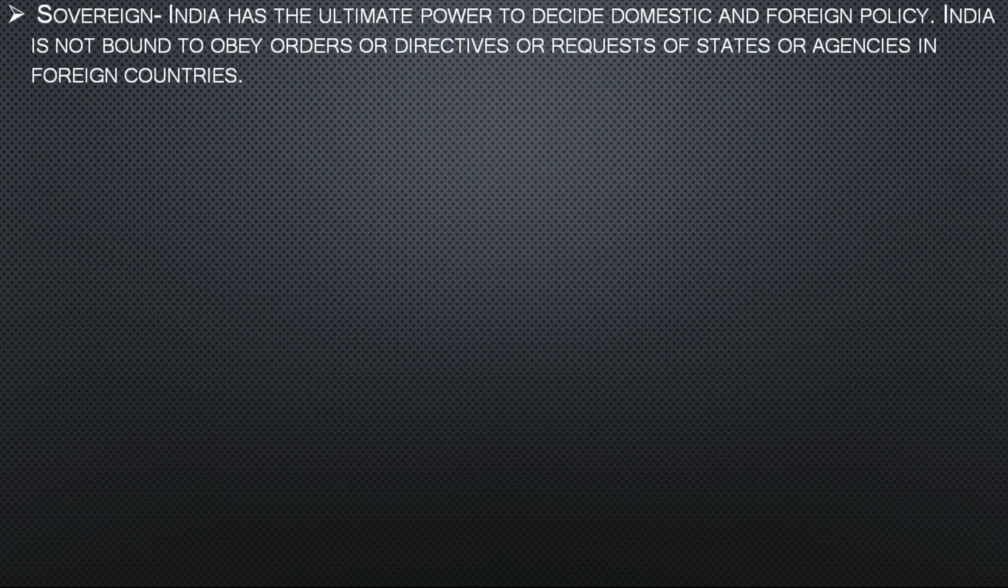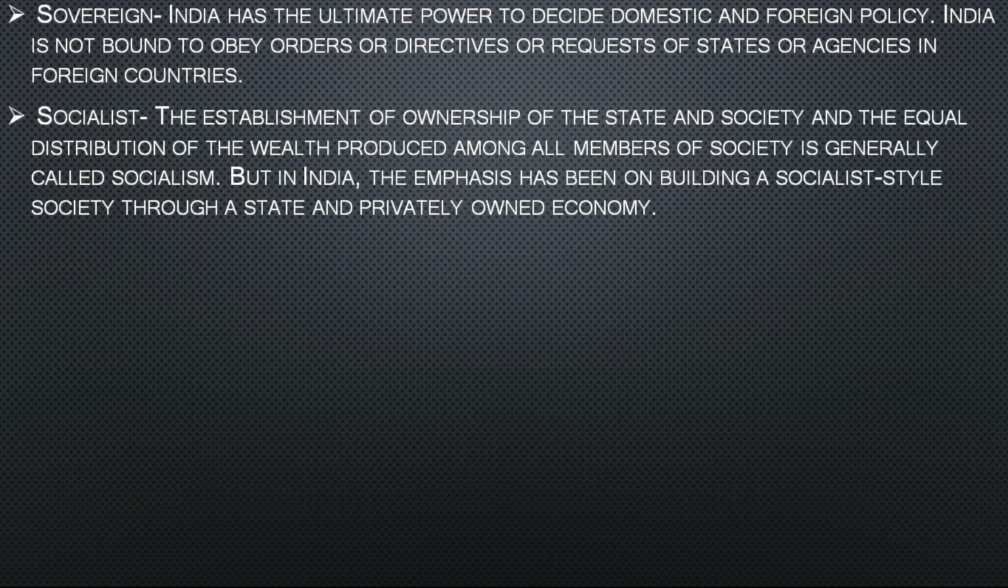Sovereign. India has the ultimate power to decide domestic and foreign policy. India is not bound to obey orders, directives, or requests of states or agencies in foreign countries. Socialist. The establishment of ownership of the state and society and the equal distribution of the wealth produced among all members of society is generally called socialism. But in India, the emphasis has been on building a socialist-style society through a state and privately owned economy.